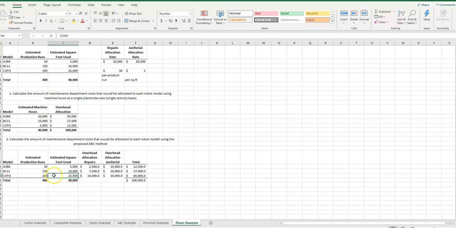It makes sense then for it to get the highest amount of the overhead calculation, as opposed to this plant-wide model, which is under-costing the C3PO model and over-costing the A3B4 model. So moving to the activity-based system would give them better ideas of what their true costs and true use of resources across their product lines are.